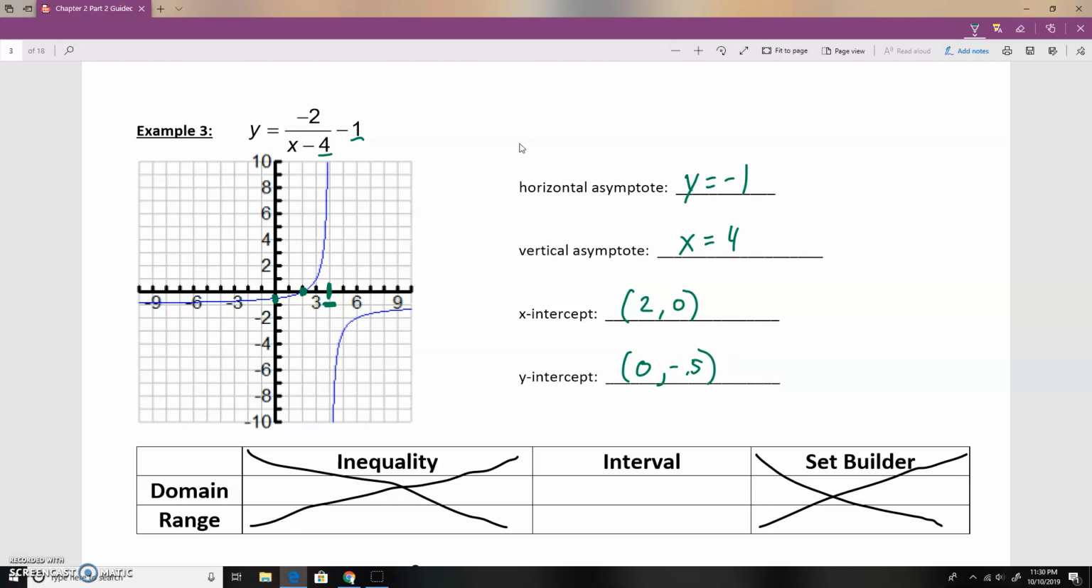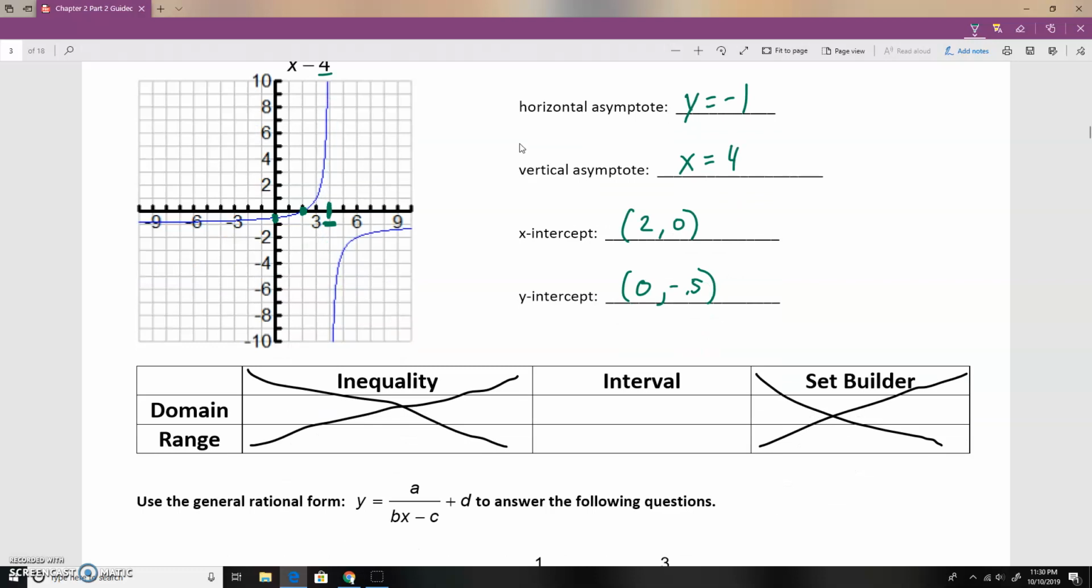Now let's look at our interval notation for this one, for the domain and range. Okay, so again, our x values, they're going to start at -infinity. They're going to approach that value of 4, but not touch it. Then they're going to pick up again on the other side of 4 and go to +infinity.